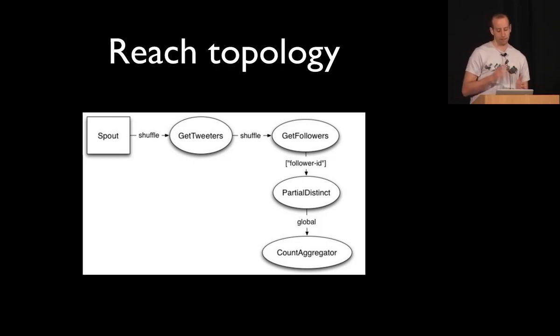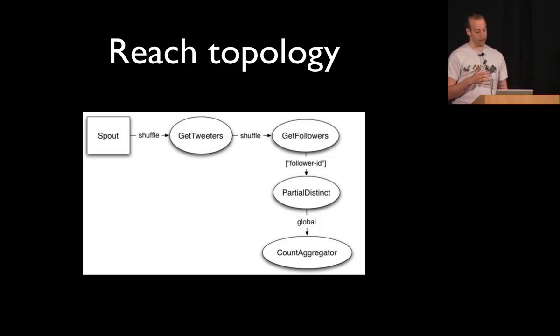What this does is a fields grouping on the getFollowers output stream, and there's a fields grouping by the follower ID. This has the effect of the same follower going to the same task of partial distinct. Each partial distinct task aggregates the whole set of followers for this request ID, and when it receives the whole set for that task, emits the count of that set. The reason this works is because it does the fields grouping by follower ID, so each task in partial distinct receives a mutually independent subset of all the followers.